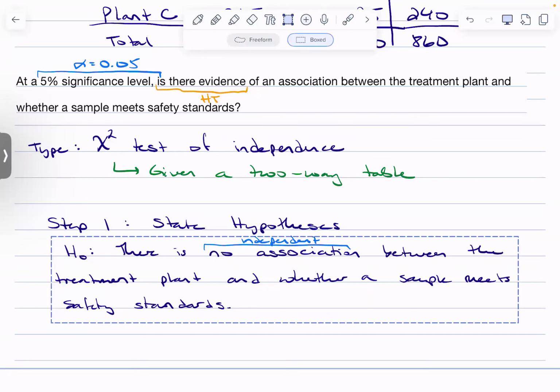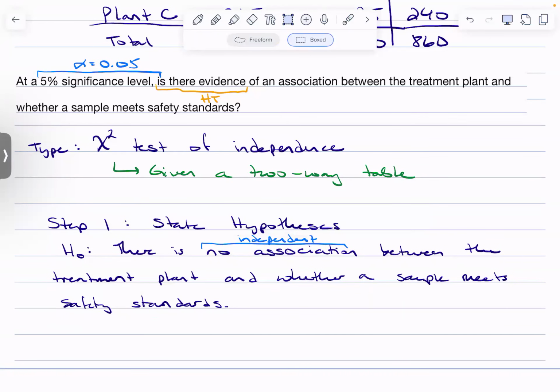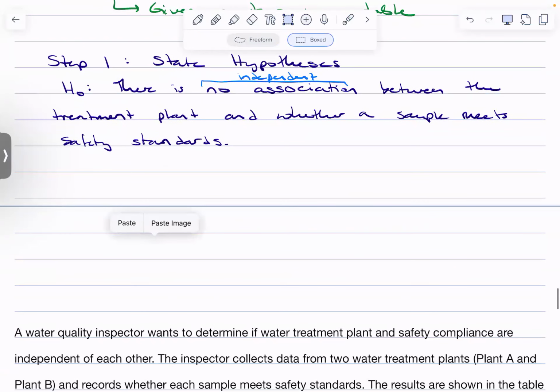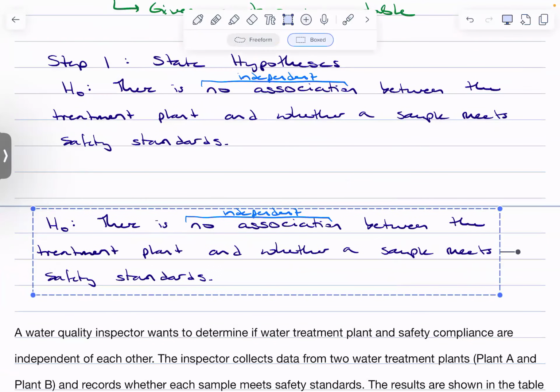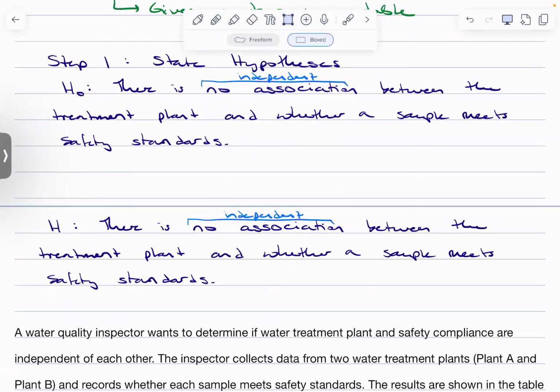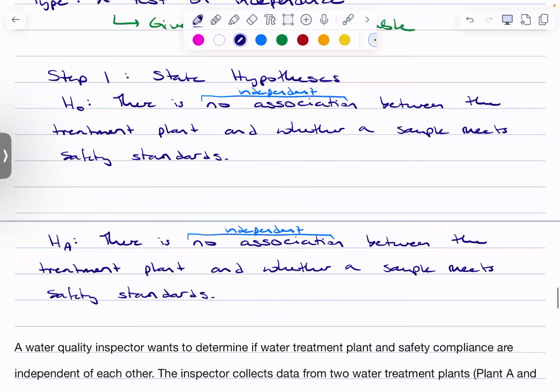Because I'm running out of time here. Paste. The alternative: there is an association between the treatment plant and whether a sample meets safety standards.